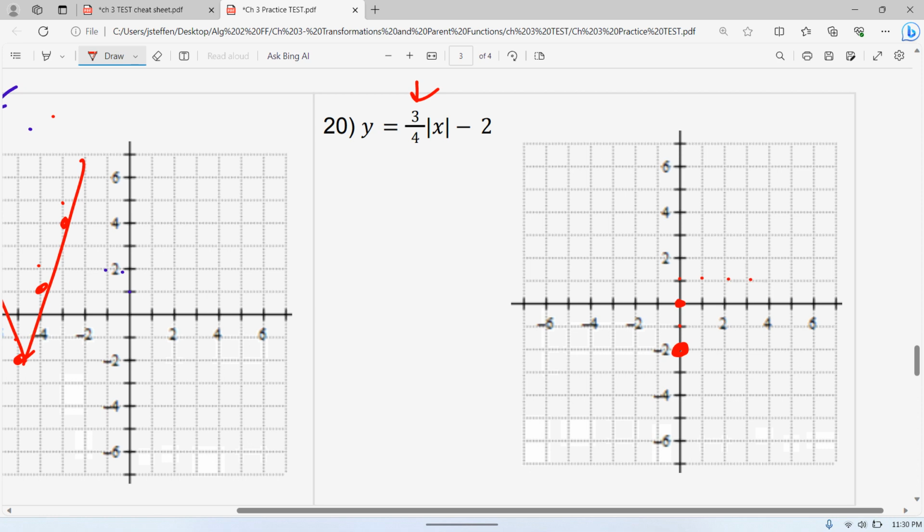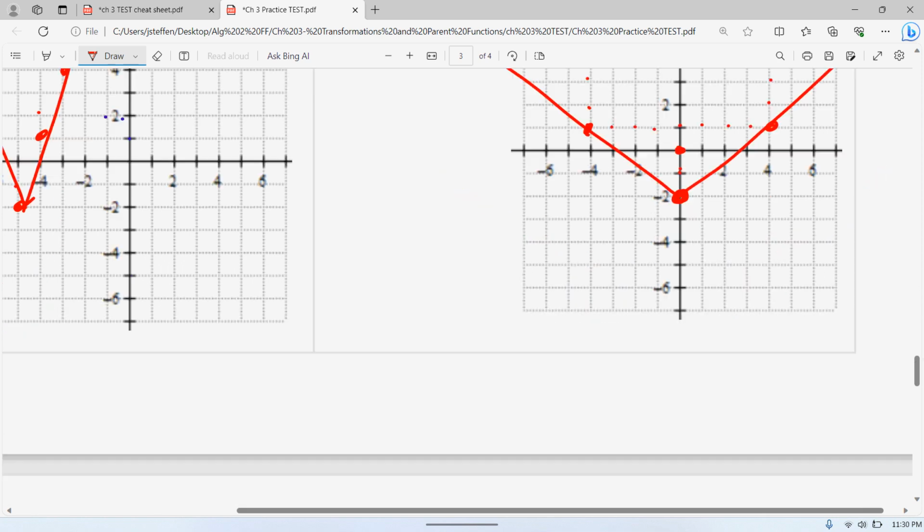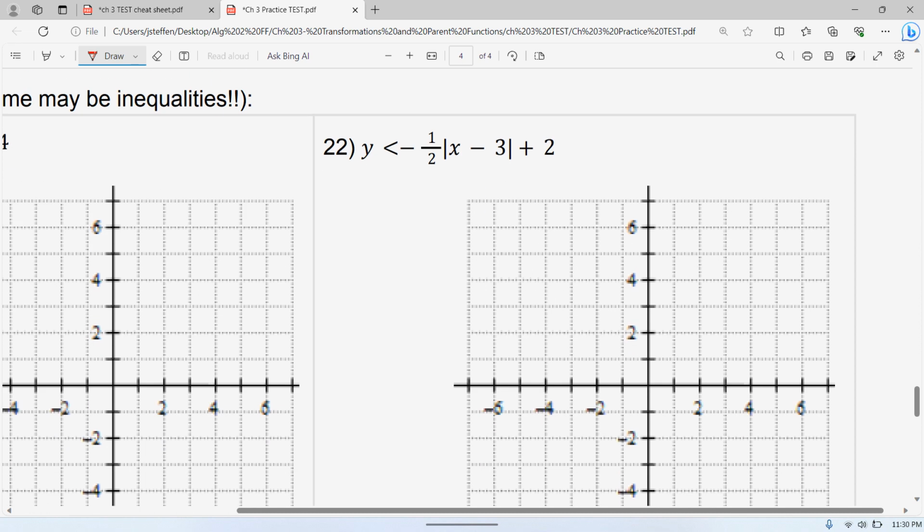We go to the left one, up 1, 3, 4. Then from there, over 1, down 2 over 1, and then the same thing to the other side, down 2 over 1 to your left.